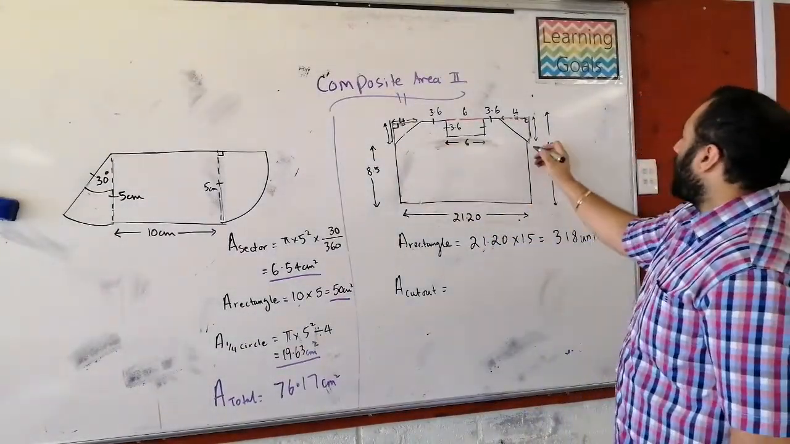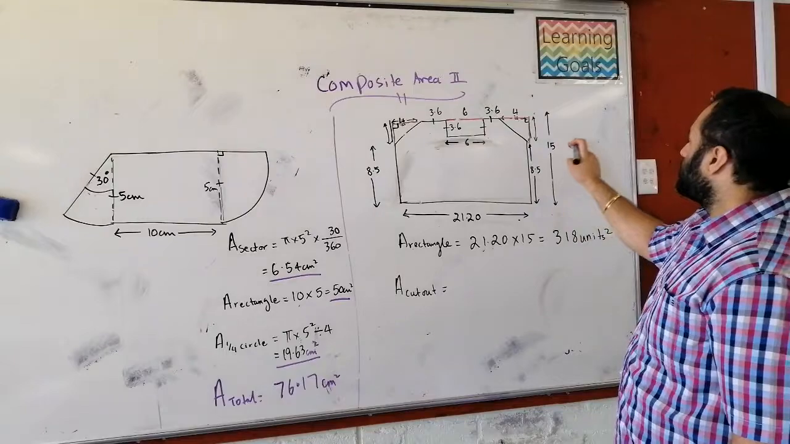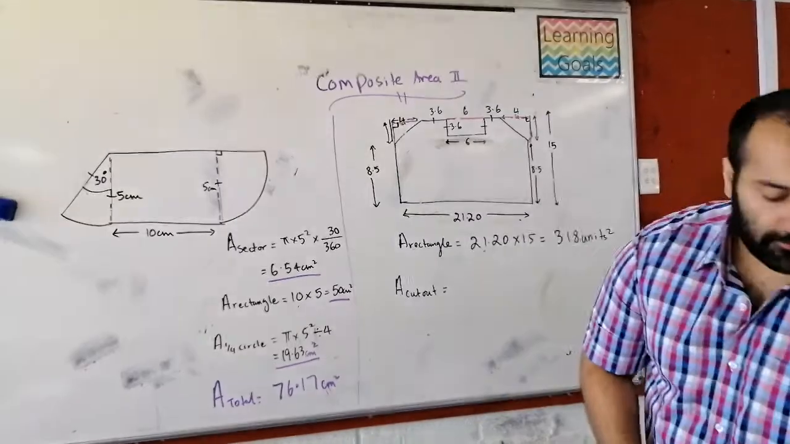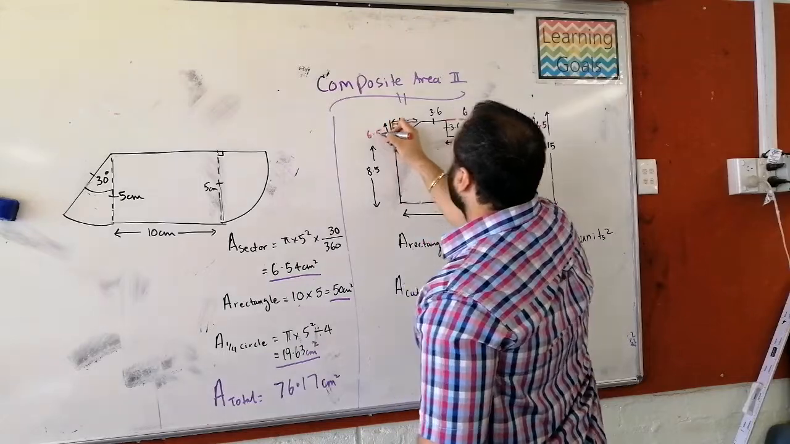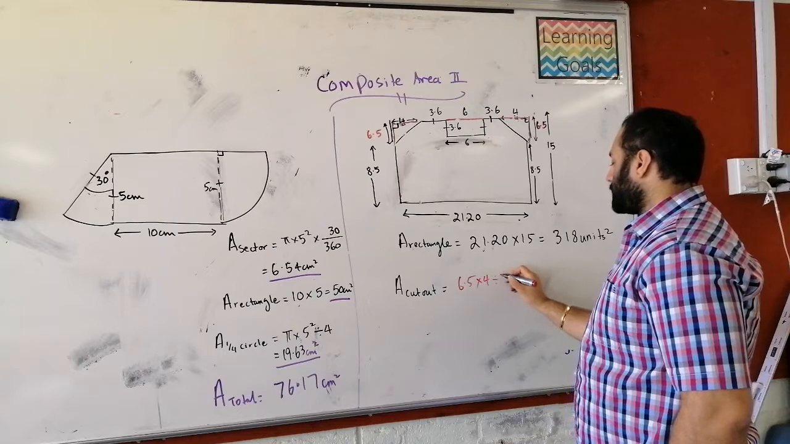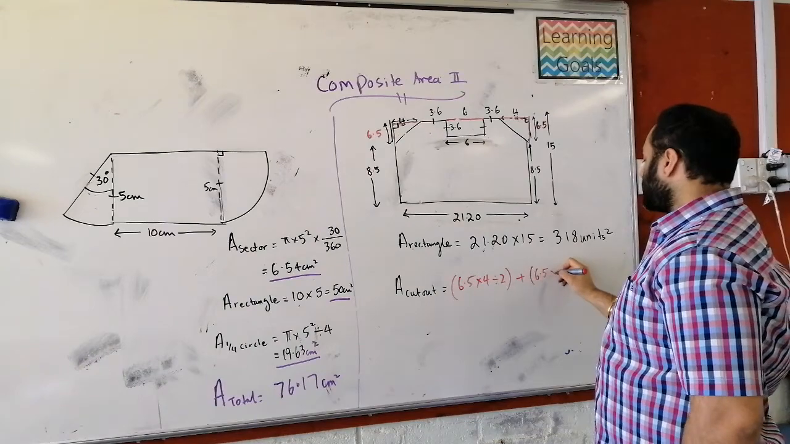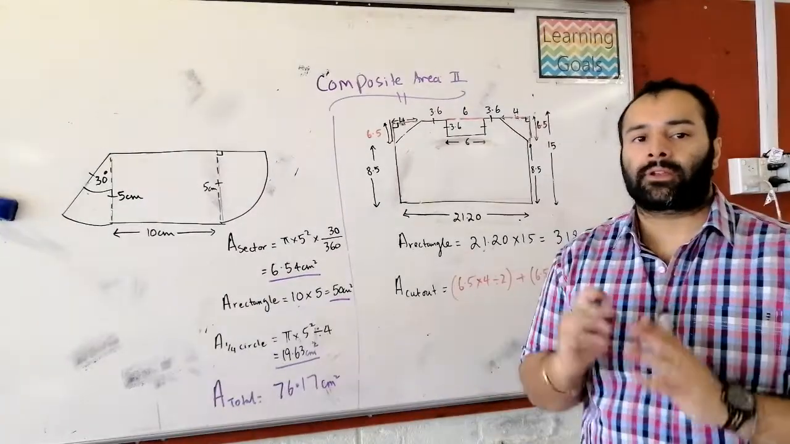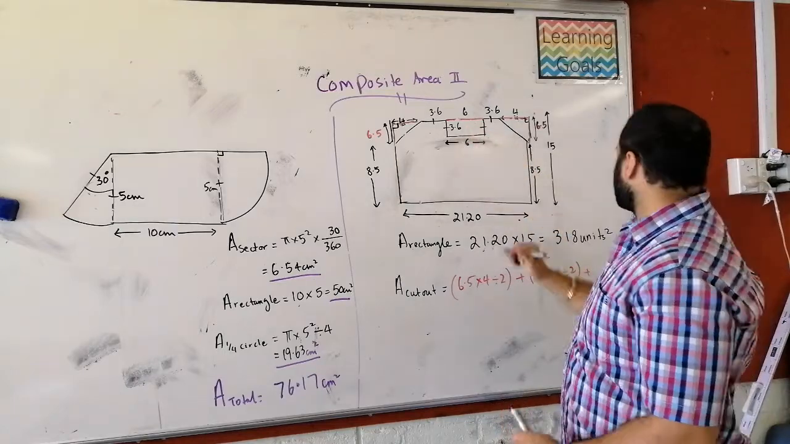Out of 15, we know 8.5. If that's 8.5, that's 8.5. So 15 minus 8.5 is going to give me 6.5. So that there is 6.5. If that's 6.5, that's 6.5. So 6.5 times 4 divided by 2 plus. The same thing goes here. 6.5 times 4 divided by 2 plus. So basically I'm adding everything that's been cut out and now subtract at the end.